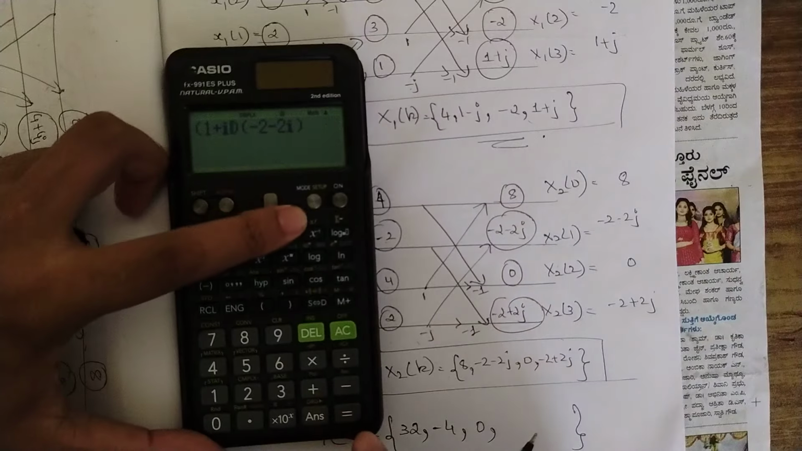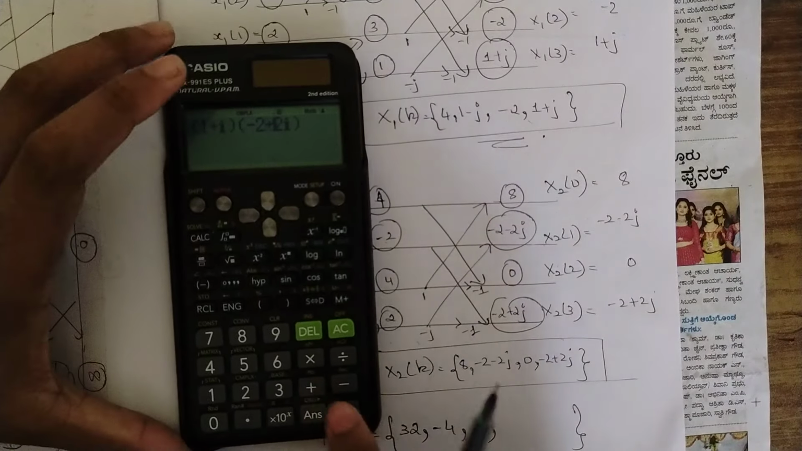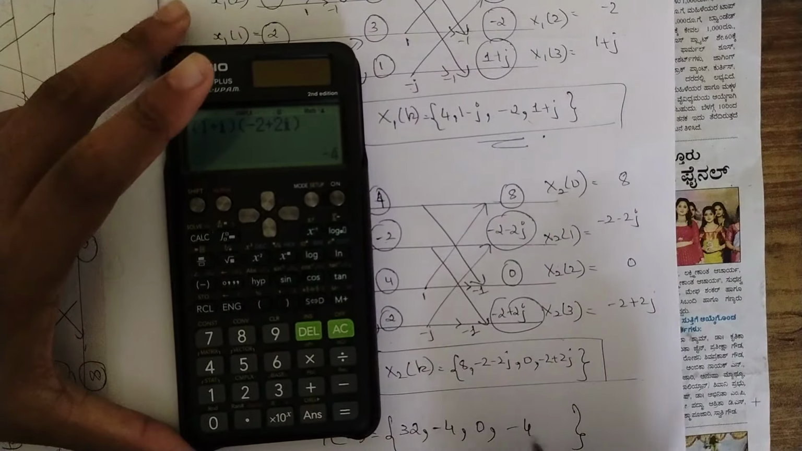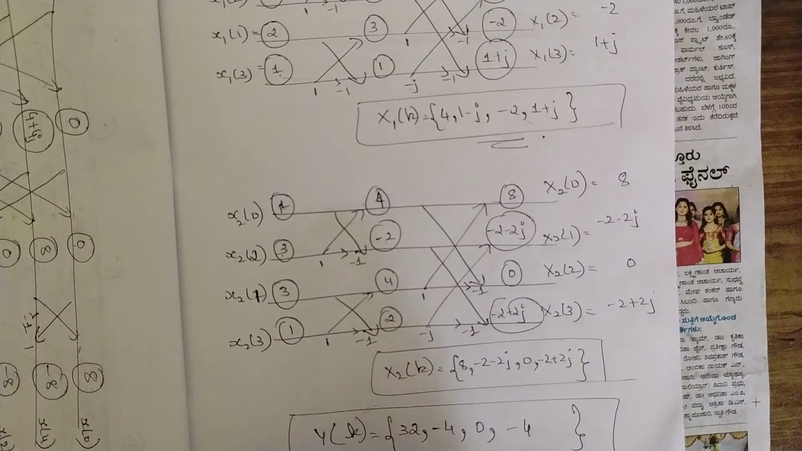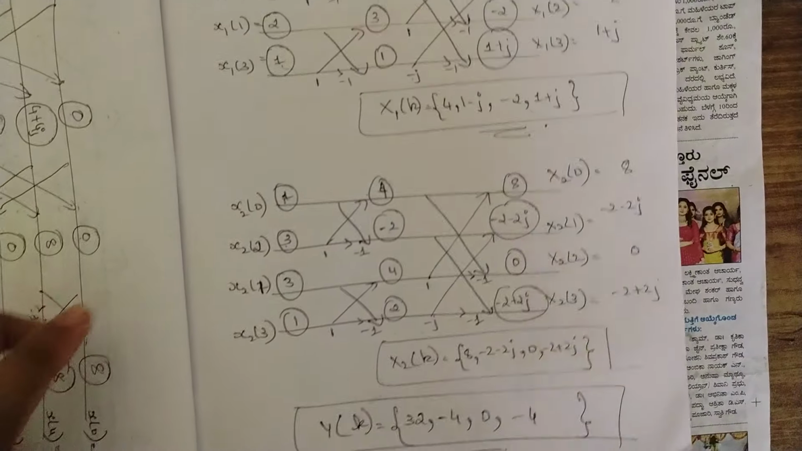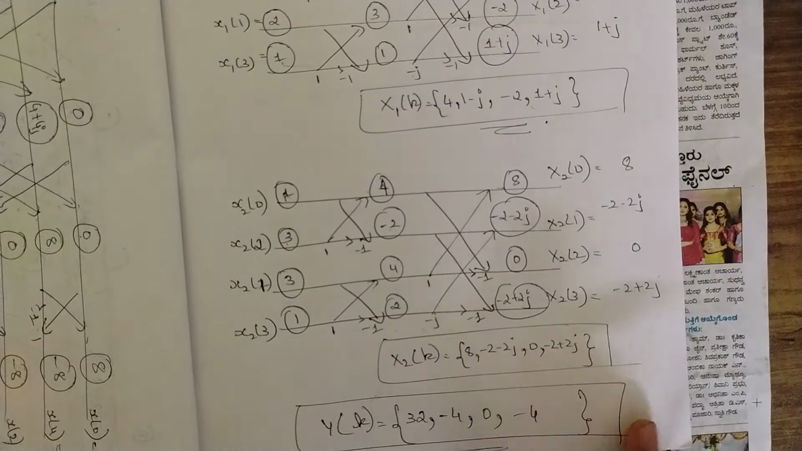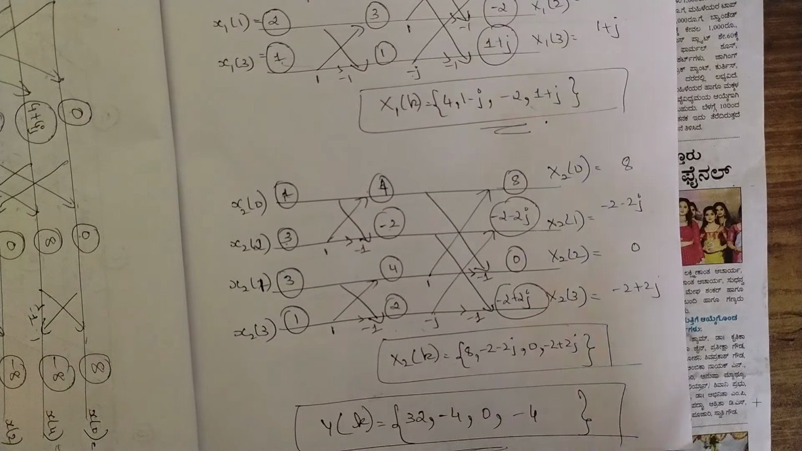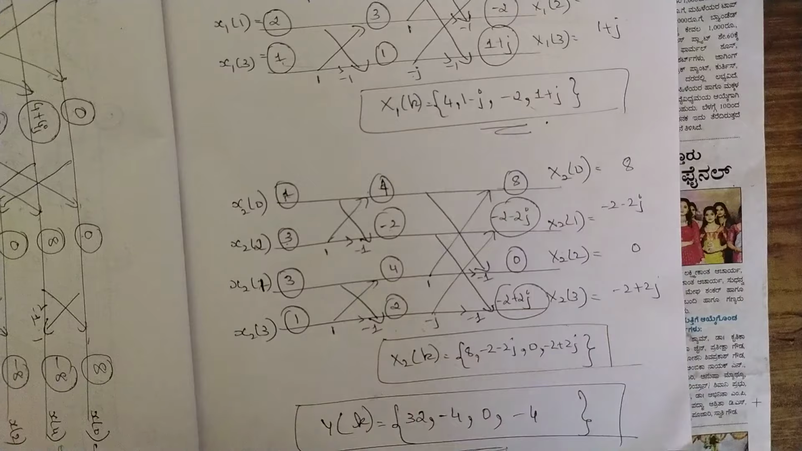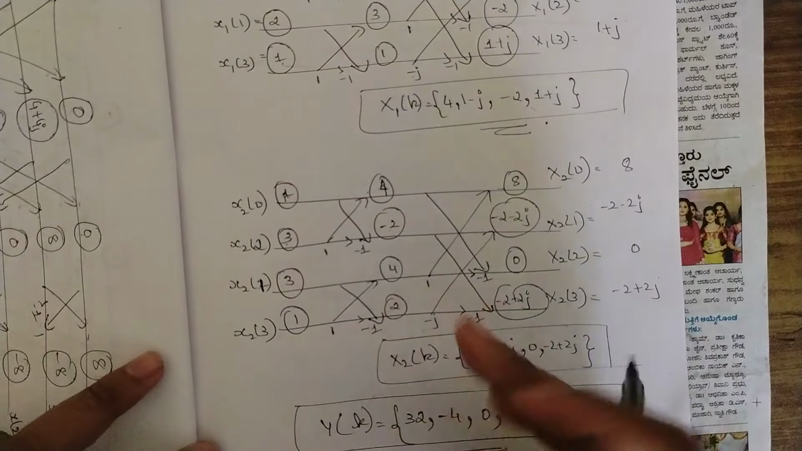1 plus i minus 2 plus 2i, that is again minus 4. So this is our answer after the point to point multiplication. Now for this sequence you should be finding the IDFT algorithm. That is the IDFT, where the sequence would be changed now.